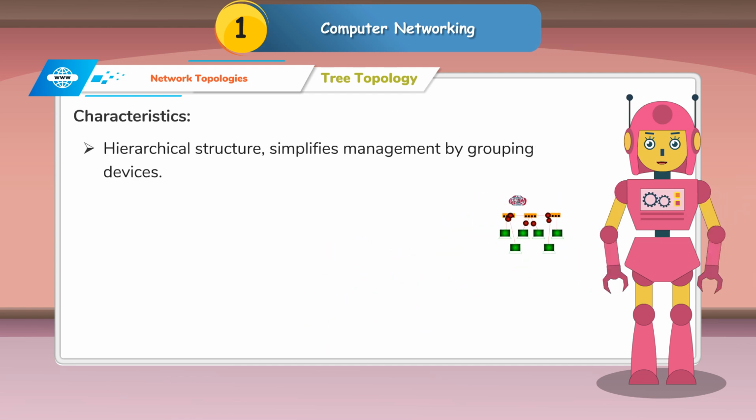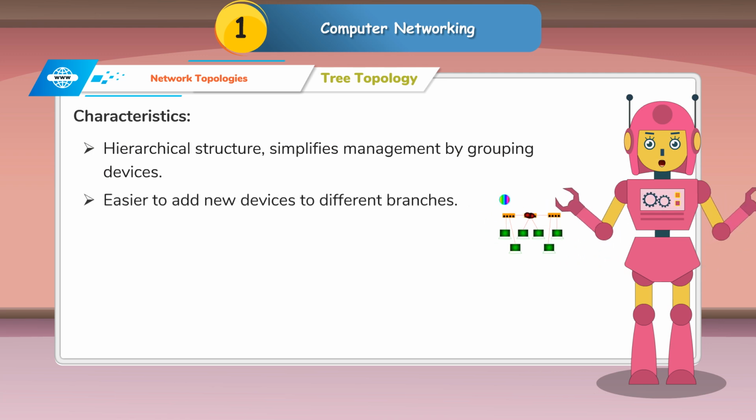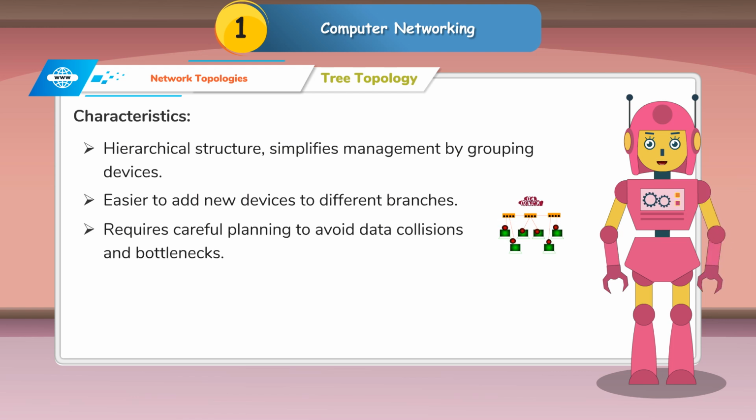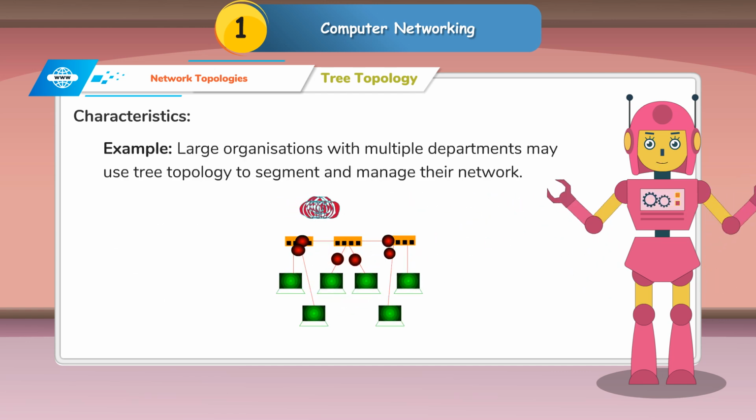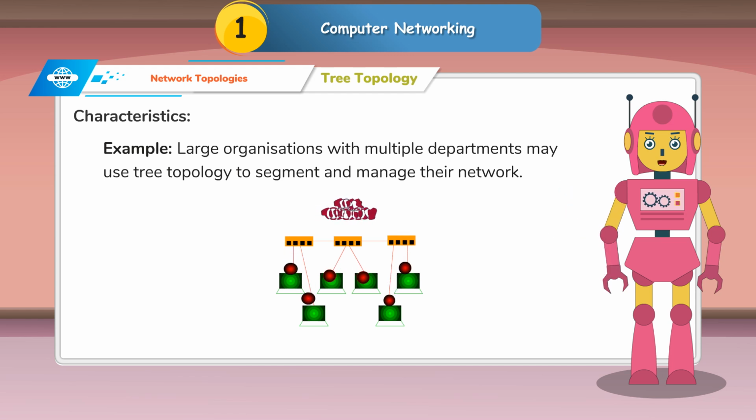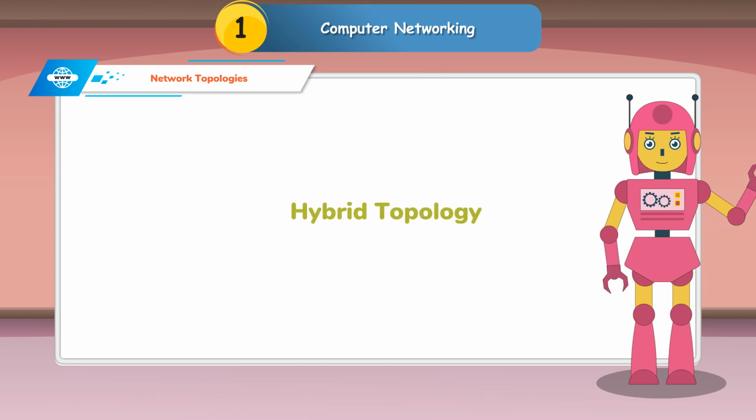Characteristics: hierarchical structure simplifies management by grouping devices, easier to add new devices to different branches. Requires careful planning to avoid data collisions and bottlenecks. If the central bus fails, the entire network can be affected. Example: large organizations with multiple departments may use tree topology to segment and manage their network.